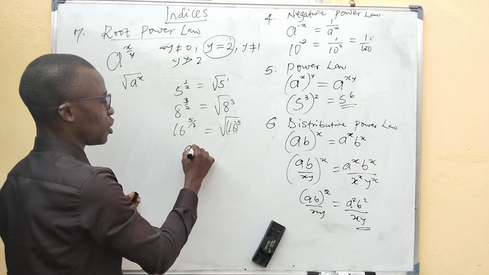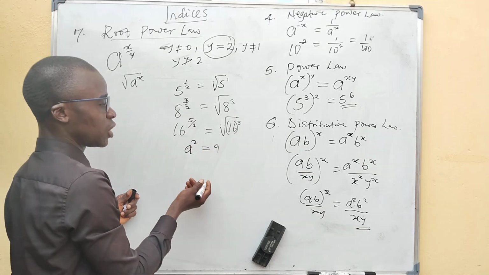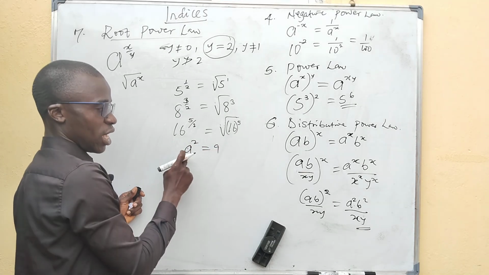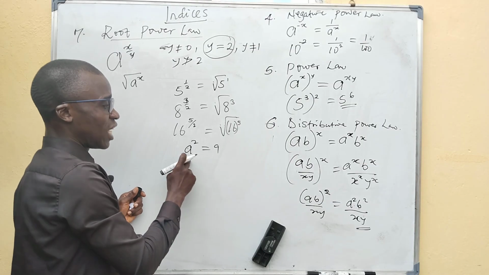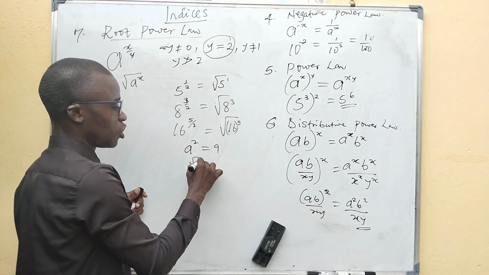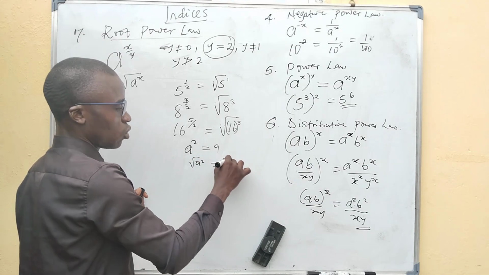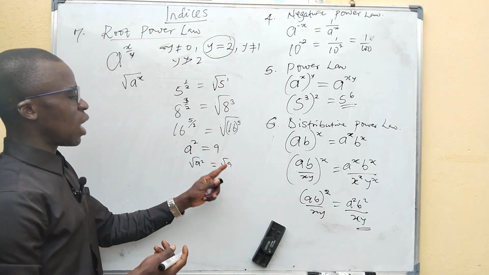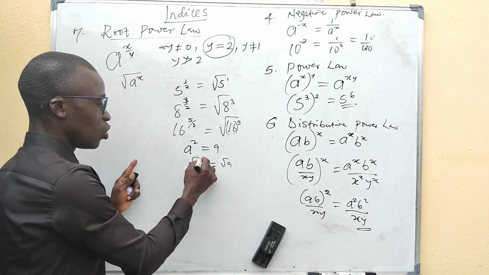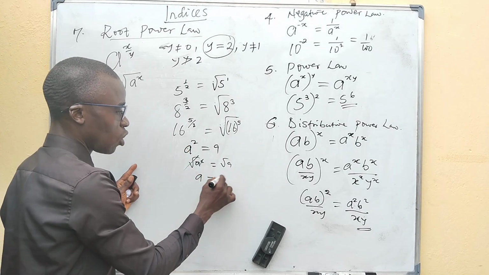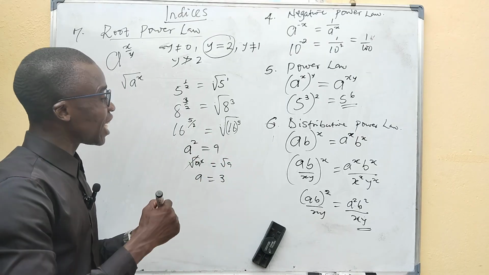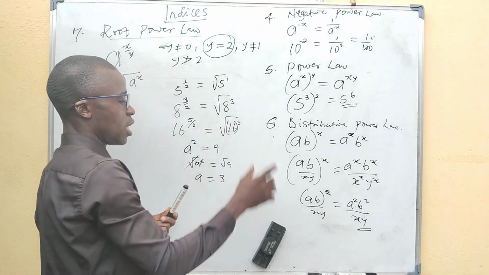Remember, when you have a raised to power 2 is equals to 9, how do we do it? You bring square roots. You bring the square root to both sides, which is square root of a raised to power 2 is equals to square root of 9. Why do you bring square root? Because square root can cancel square. So this square will cancel the square root. Our a now becomes square root of 9, which is 3. That's why you don't need again to put 2 here.